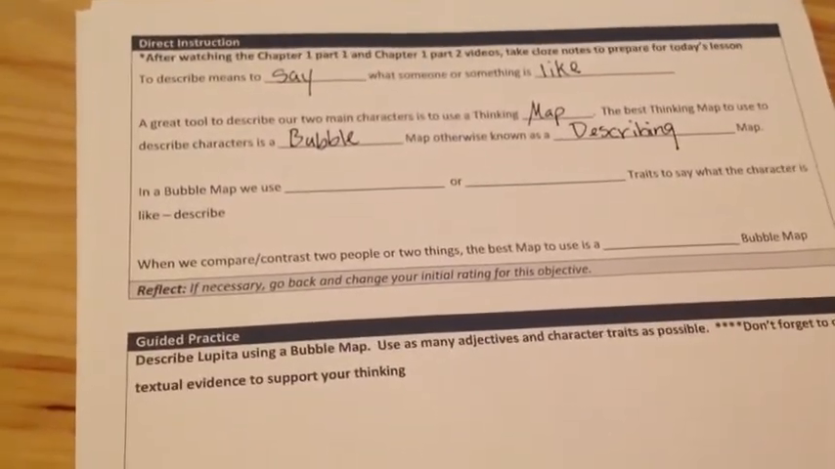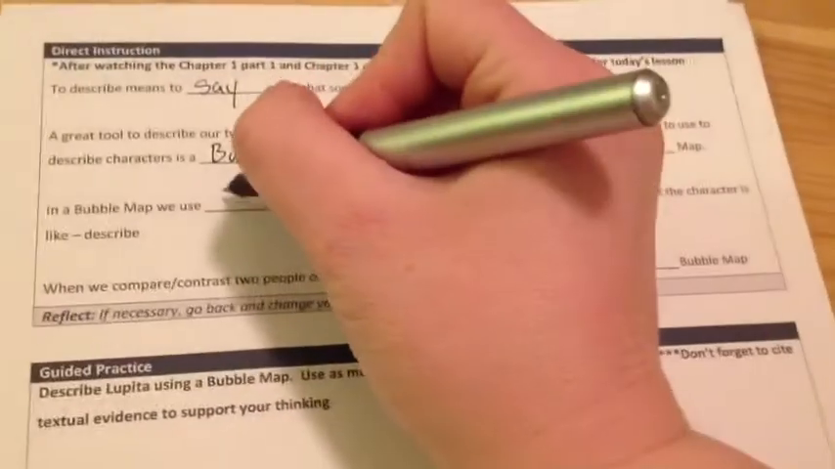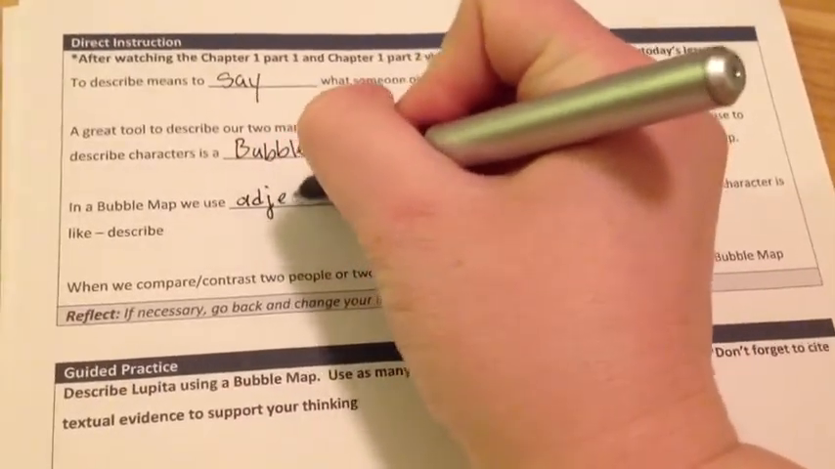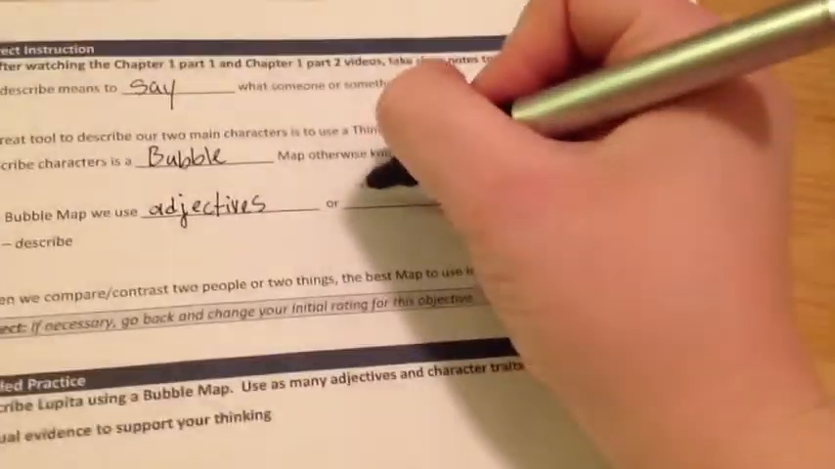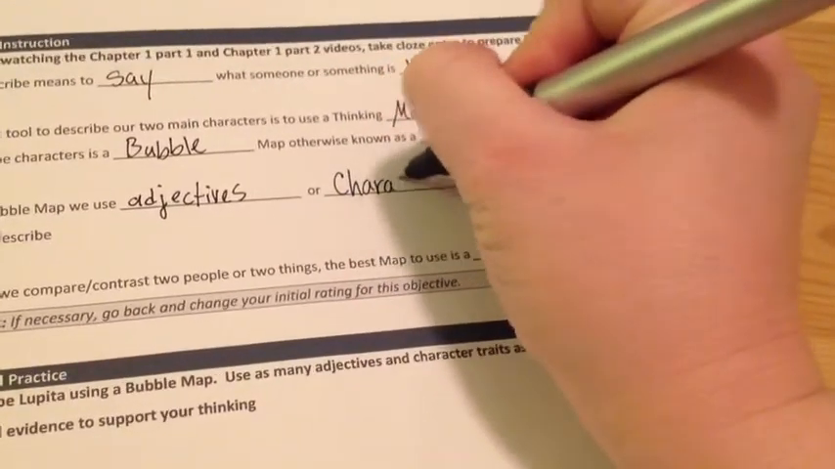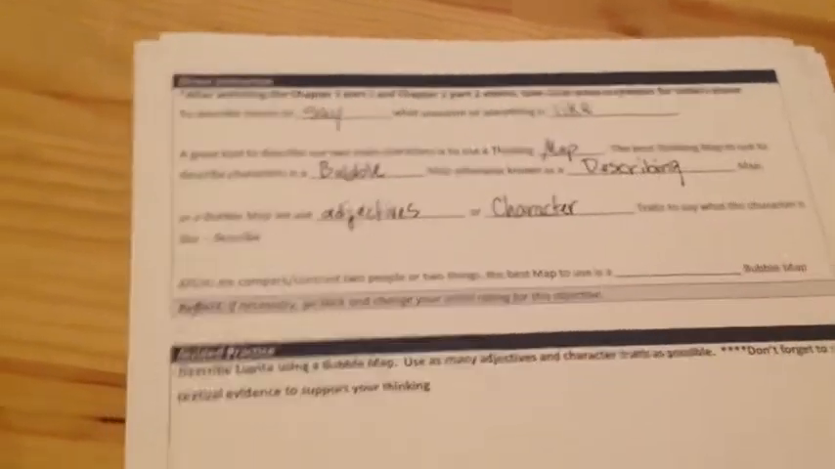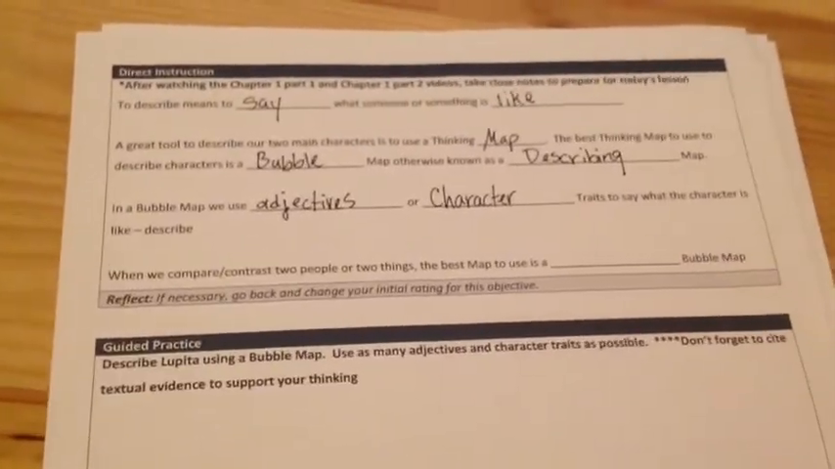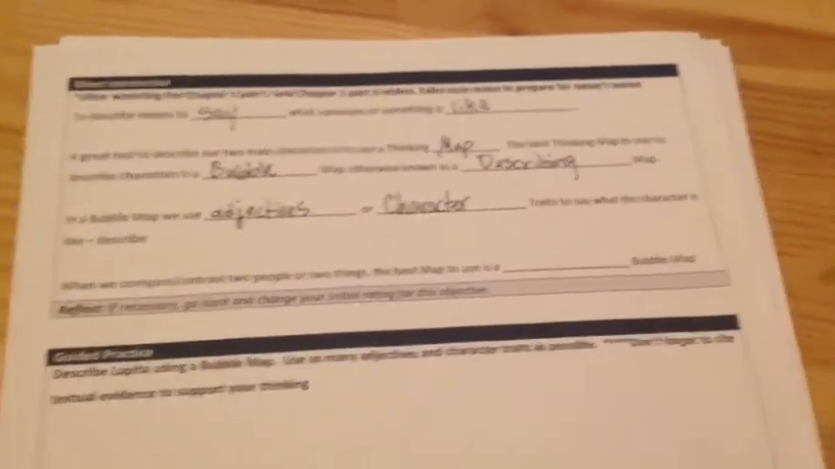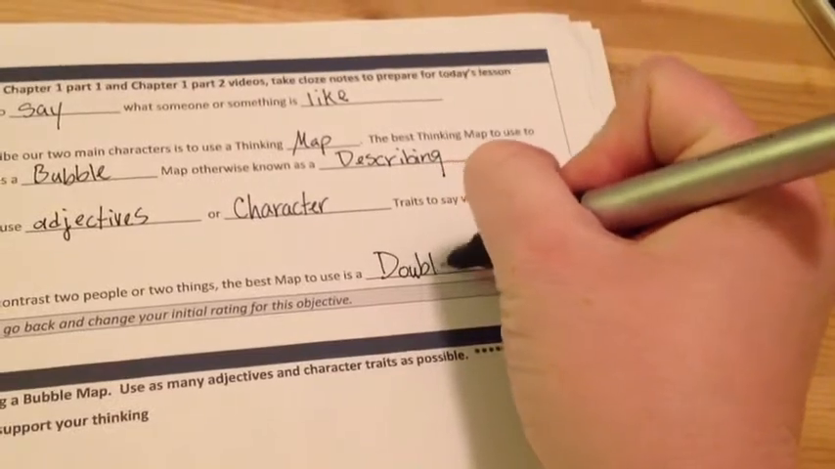In a bubble map, we use adjectives. Adjectives are words we use to describe things, or character traits, to say what the character is like. In other words, to describe the character. When we compare or contrast two people or two things, the best map to use is a double bubble map. We'll be using both of these types of maps today.